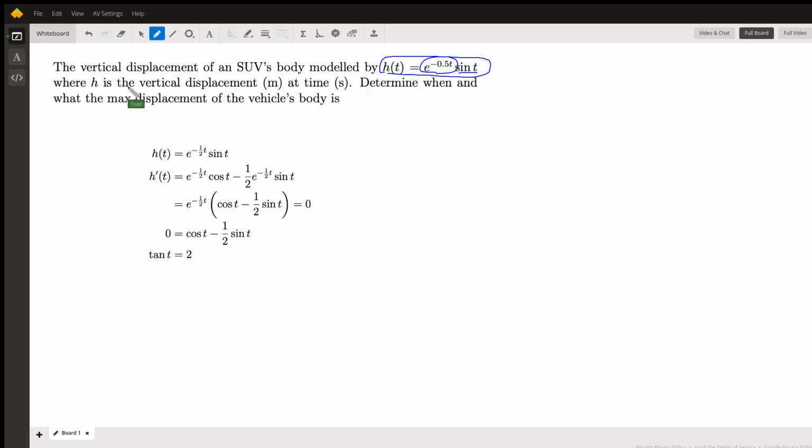So that's the equation where h is the vertical displacement in meters at time t in seconds. Determine when and what the maximum displacement of the vehicle's body is.